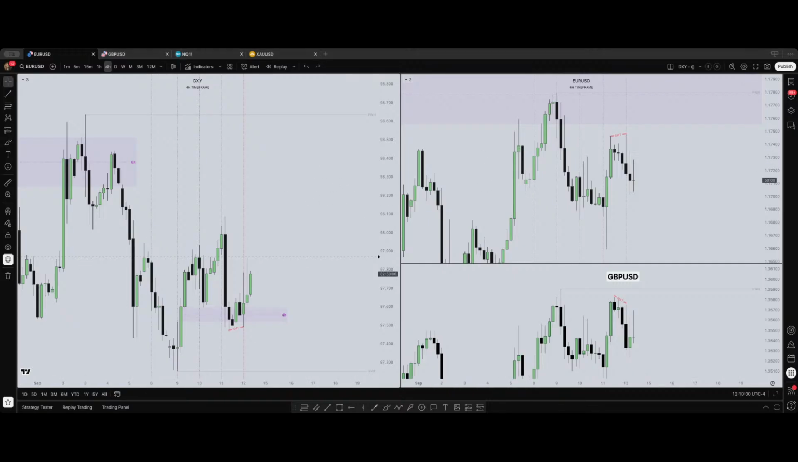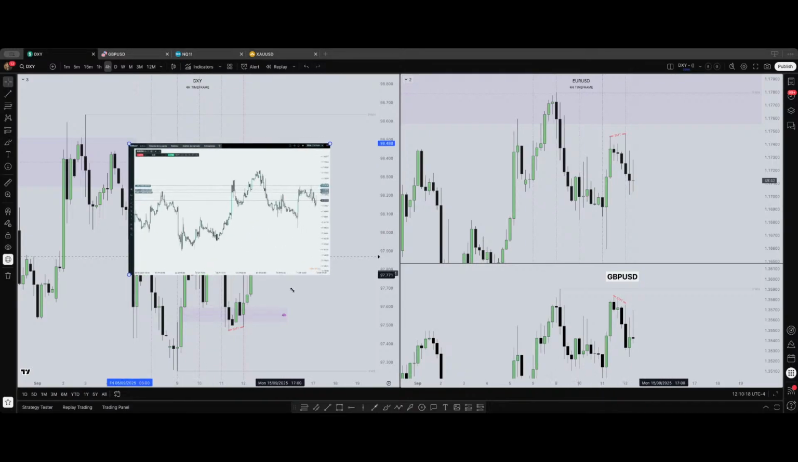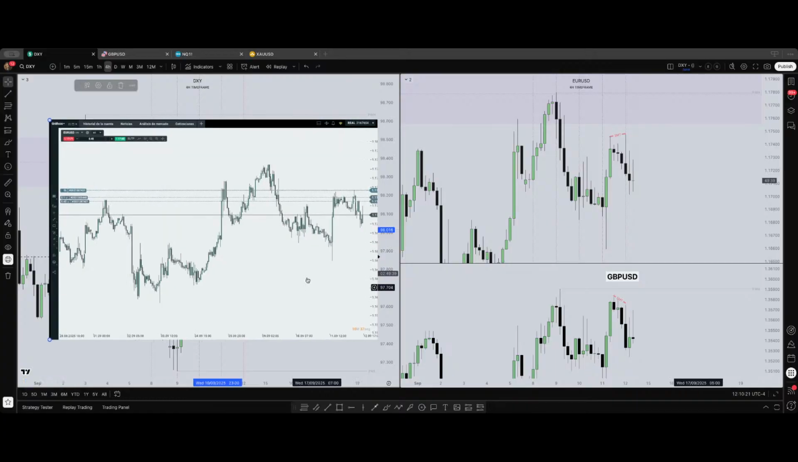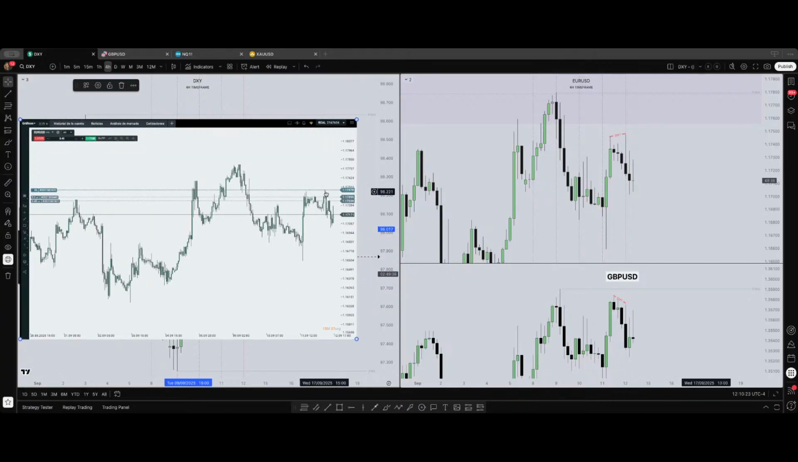I can show you. Give me one second. I took this trade and I shared it in the private group. Give me one moment. This is Euro USD, and I took this short position here. This is a real account.